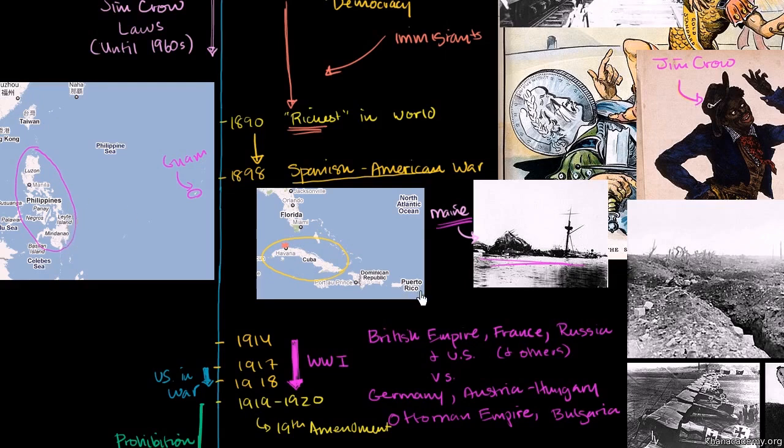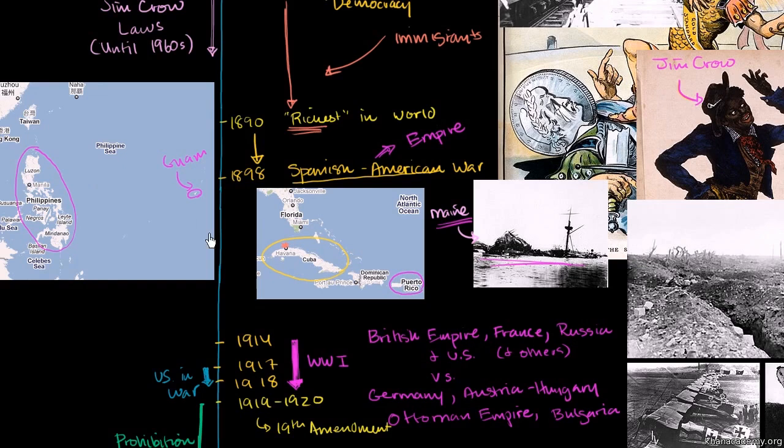And it had got control of Puerto Rico, which is still part of the United States. It's not an official state, but it is United States territory. So at this point, the United States becomes an empire. And then you fast forward to 1914, war breaks out in Europe.